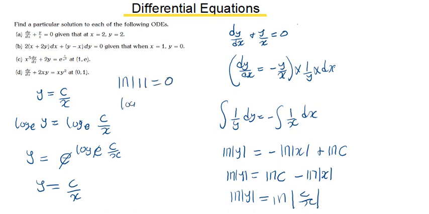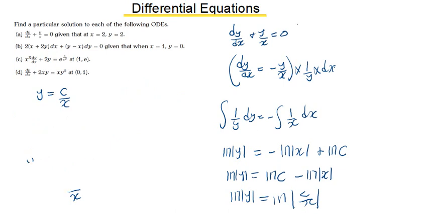You say log base e of 1 is equal to 0, and it's true. What you are simply saying is that e to the power 0 is equal to 1. So those are some of the few tricks about how natural logs, or logs in general, work.